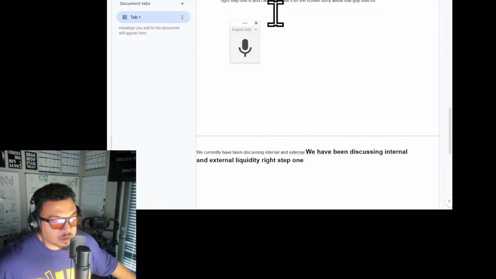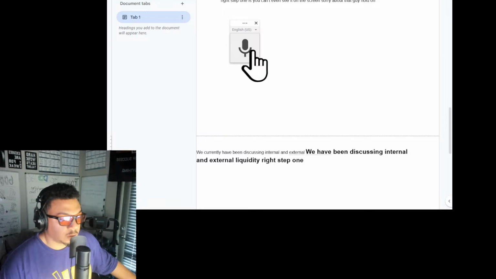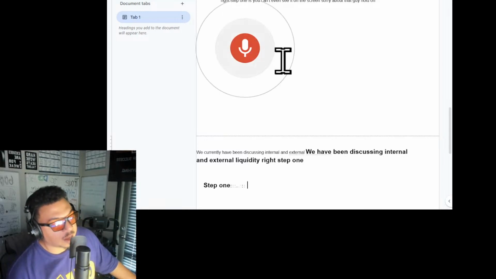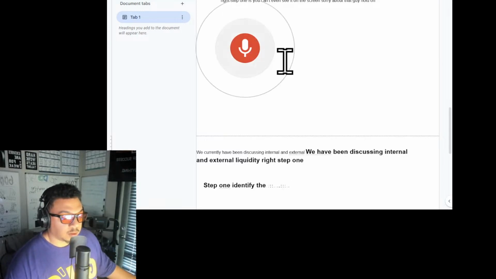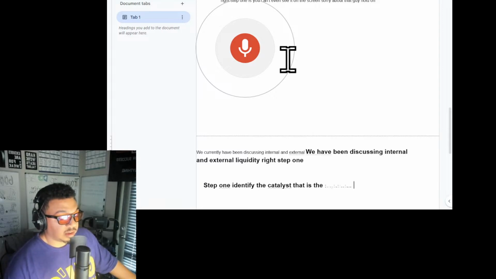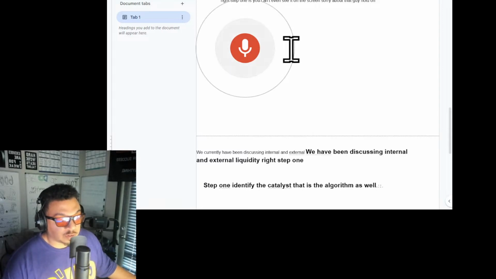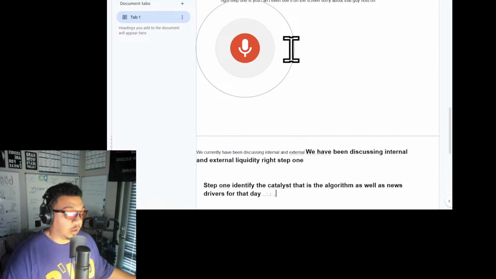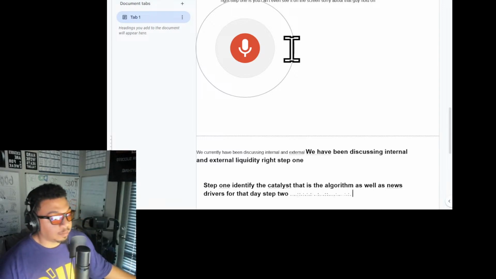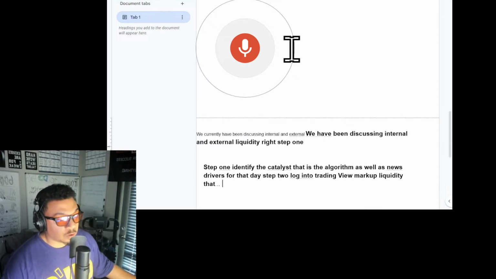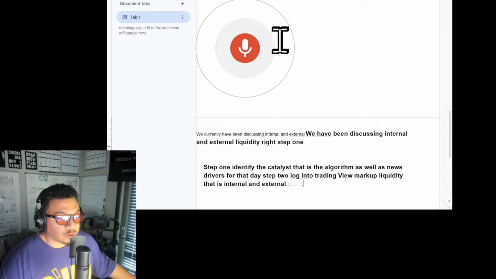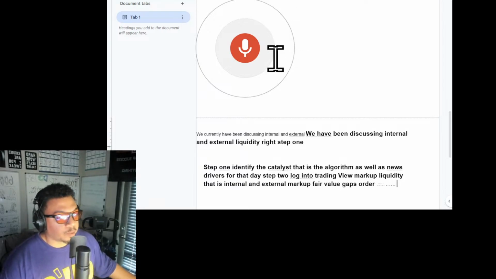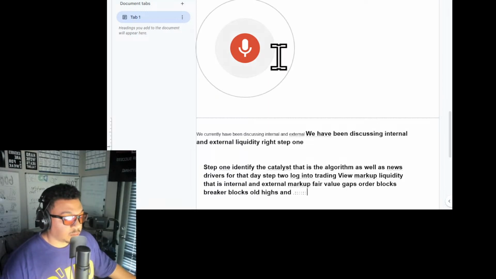Step one, identify the catalyst. That is the algorithm, as well as news drivers for that day. Step two, log into TradingView, mark up liquidity. That is internal and external. Mark up fair value gaps, order blocks, breaker blocks, old highs and lows on a higher time frame perspective.